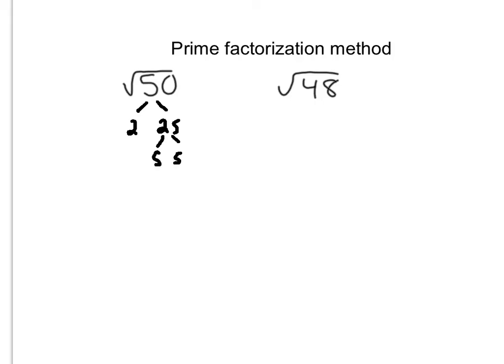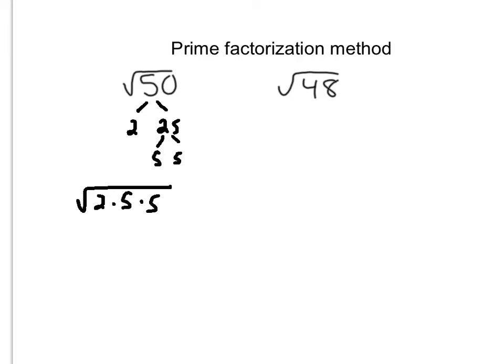Okay, and those are all prime numbers now. So the square root of 50 is the same as, and then we're going to rewrite this as the square root of our prime factors of 50: 2 times 5 times 5.